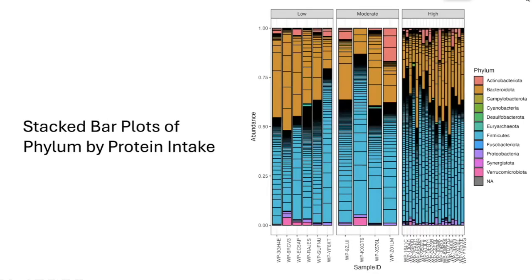Next, we can dive a bit deeper into the composition of each individual using stacked bar plots. These visualize the proportions of bacterial phyla across individual samples. The x-axis shows each sample, while the y-axis represents the relative abundance of bacteria. Each color corresponds to a specific phylum, which may include multiple species. By comparing groups, such as those with different protein intakes, we could attempt to identify variations in phylum abundance between them.